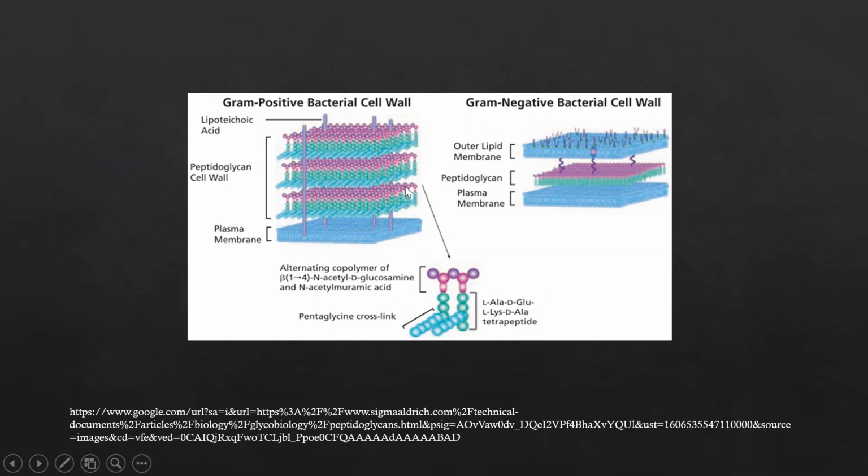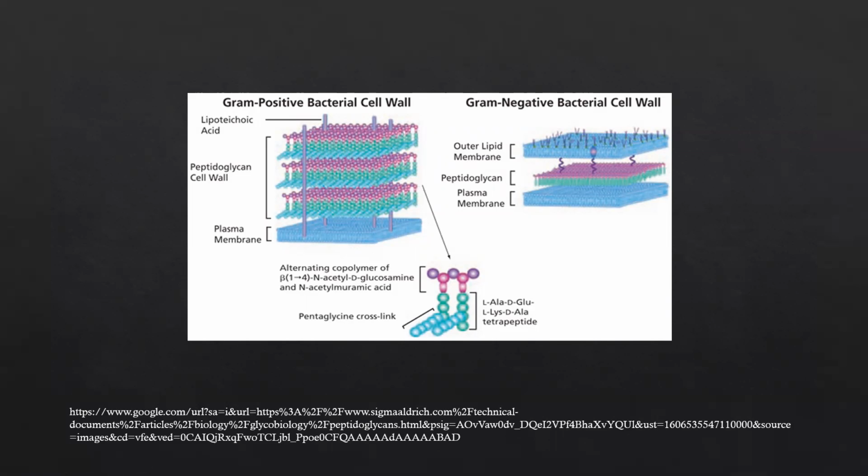Gram-positive bacteria have a thick peptidoglycan. However, gram-negative bacteria only have a small portion, a thin peptidoglycan layer only. However, gram-negative bacteria have an outer lipid membrane, while the gram-positive bacteria have nothing.